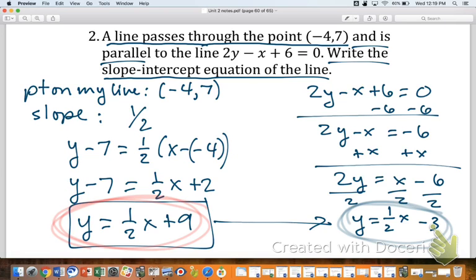Got one more, but before we move on, do you have any questions on that one? Next one is going to feel pretty similar to the one we just did. Okay, so here's number 3.